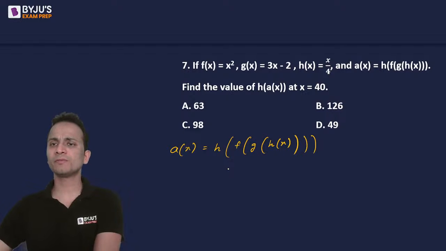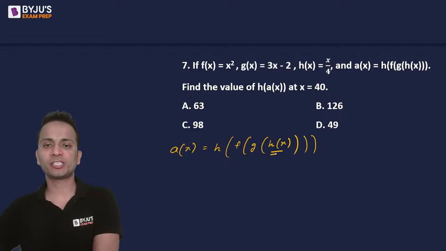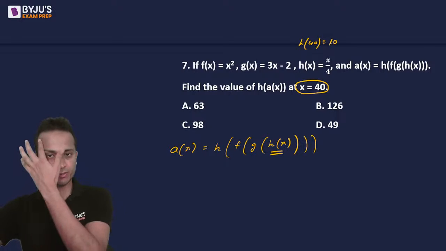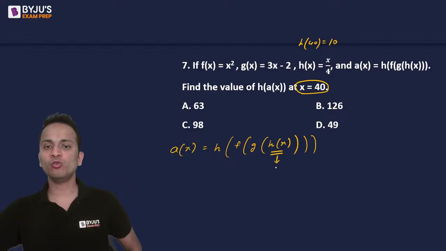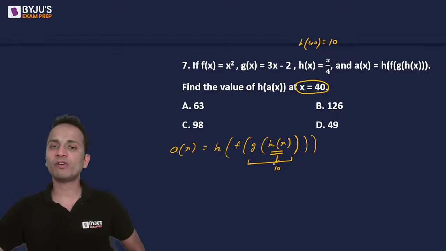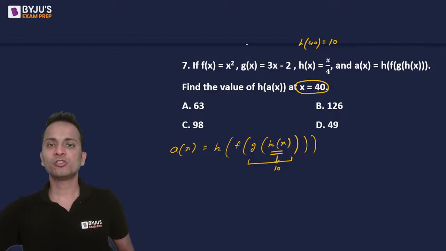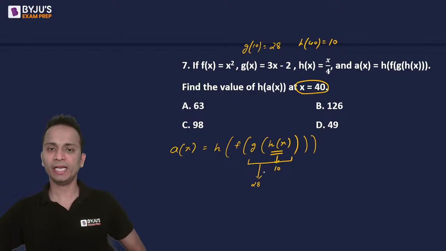Okay, let's do this. First of all, you have h(x). x is given as 40, so h of 40 will be equal to 40 upon 4, that is 10. So this value will be equal to 10. Now, g of 10 is what we have to calculate, right? So g of 10 will be equal to 3 into 10, that is 30, minus 2, that is 28. So this portion will be equal to 28.